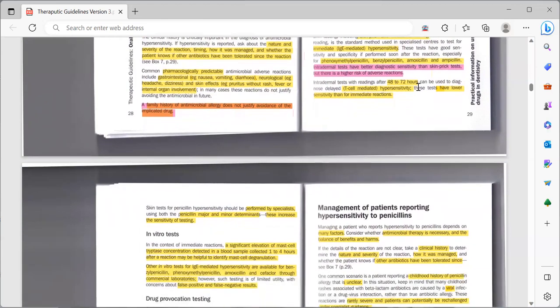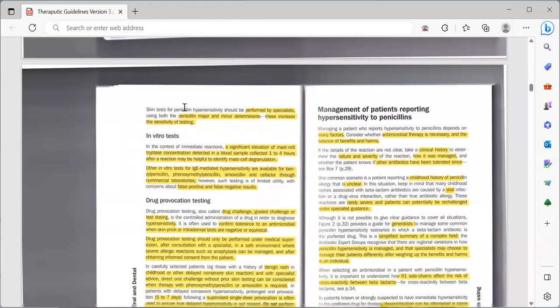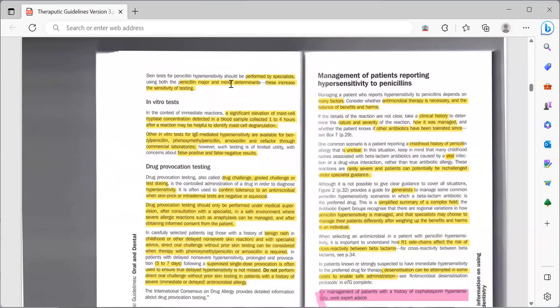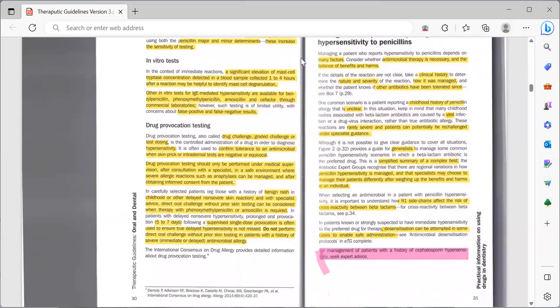Intradermal tests with reading after 48 to 72 hours can be used to diagnose delayed, which is T cell mediated hypersensitivity. These tests have lower sensitivity than for immediate reactions. You can try it for delayed tests as well, but these do not have good sensitivity for them. Skin tests for penicillin hypersensitivity should be performed by the specialist using both the penicillin major and minor determinants. These increase the sensitivity of testing.